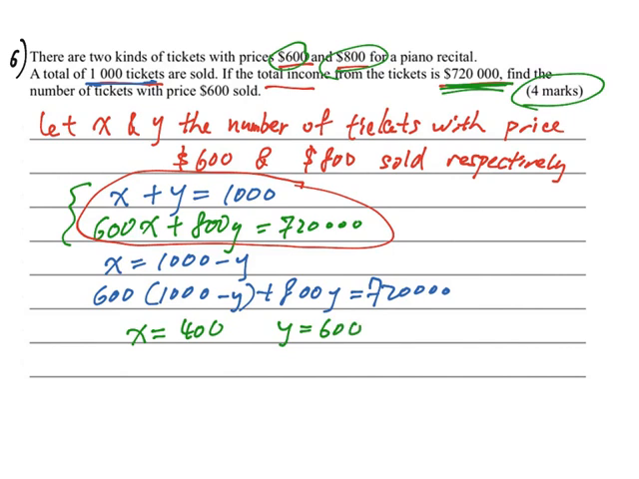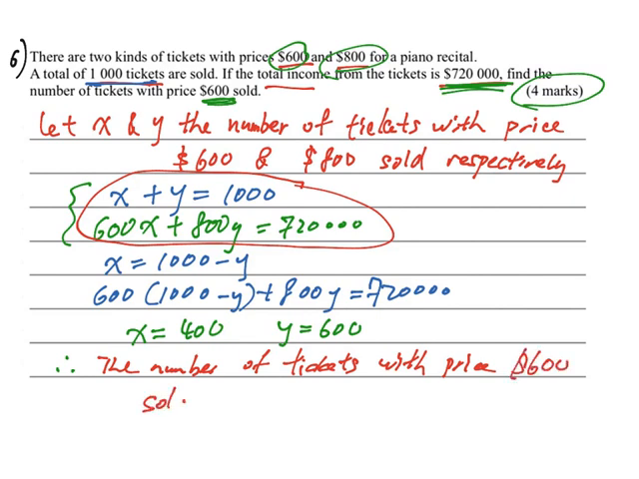But actually you just consider the x, that means the number of tickets with price 600. So finally we have the conclusion: the number of tickets with price 600 shown is 400.